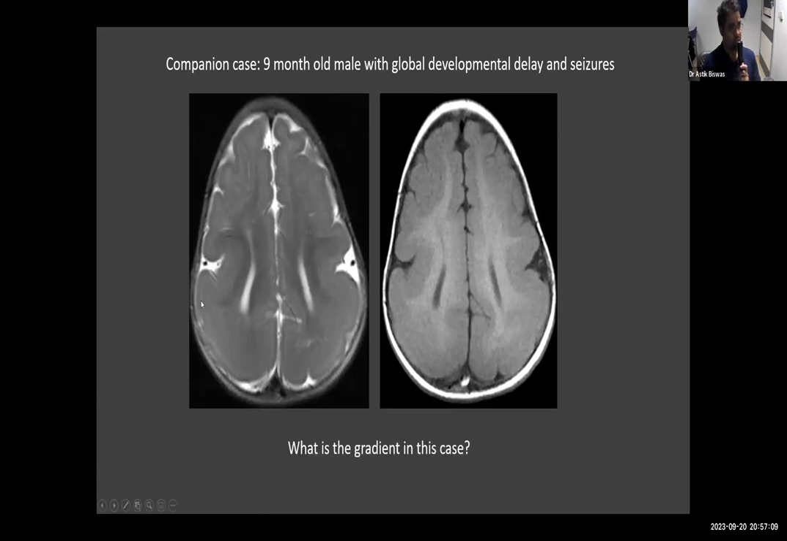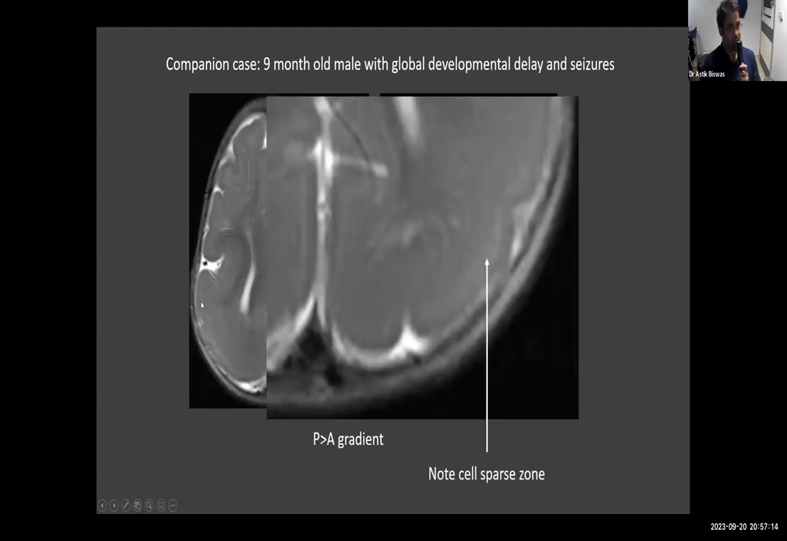if I zoom this, then we can see again the cell sparse layer there. And this can be seen better on the zoomed image. I don't know, the image quality may not be very good, but there is this T2 hyperintense linear signal between the molecular zone and the deep zone. That's the cell sparse zone.